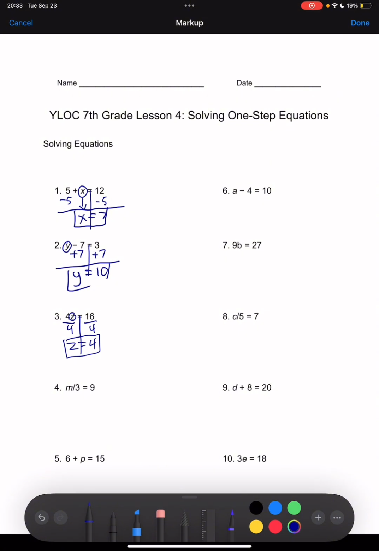Number 4, m over 3 is equal to 9. Okay, so we have m over 3 is equal to 9. The opposite of division is multiplication. And if you remember dividing fractions, your school might have taught KFC, which is keep, change, and then we have flip.